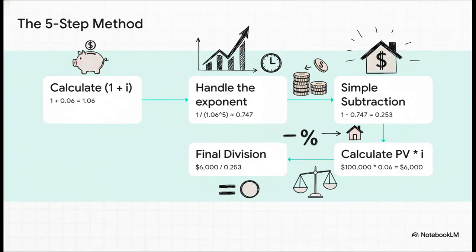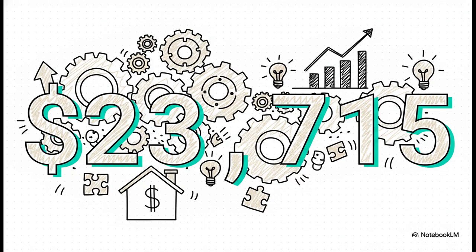So how do you eat an elephant? One bite at a time. And that's exactly how we're going to tackle this formula. 5 easy steps. Step 1, just add 1 to the interest rate. Step 2, we handle that tricky exponent thing. Step 3, a super simple subtraction. Step 4, we figure out what 1 year of simple interest looks like. And for the grand finale, Step 5, we just divide the number from Step 4 by the number from Step 3. That is it.